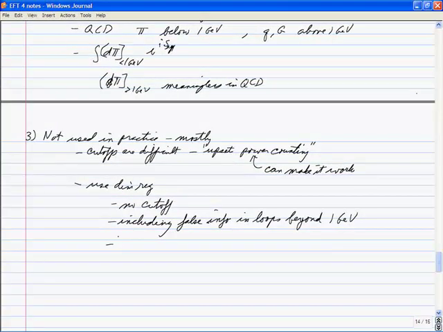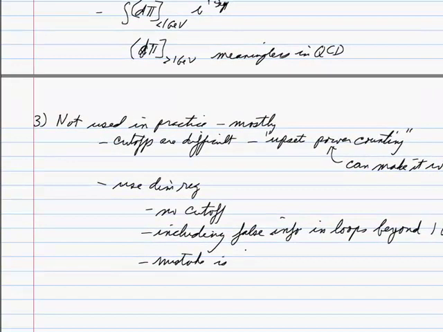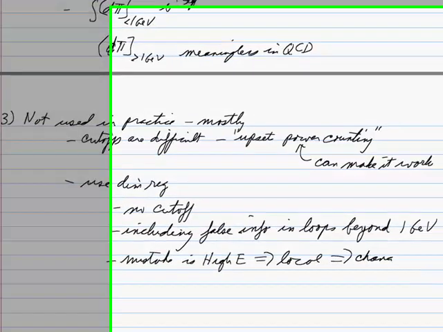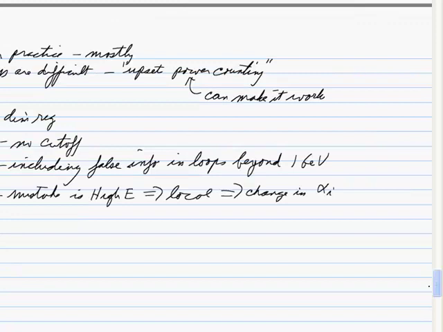But that mistake is high energy. So therefore it's local. So therefore all it can do is make a change in the coefficients, the alpha i coefficients. Since it's local, it can only change those guys. So in the end, as long as you match or measure correctly, there is no problem in doing that.